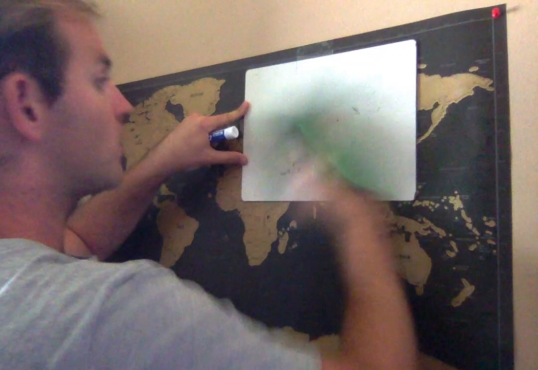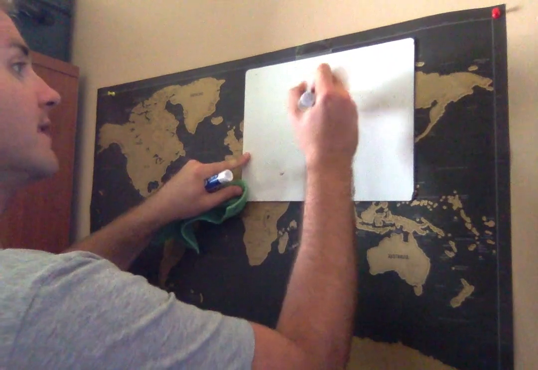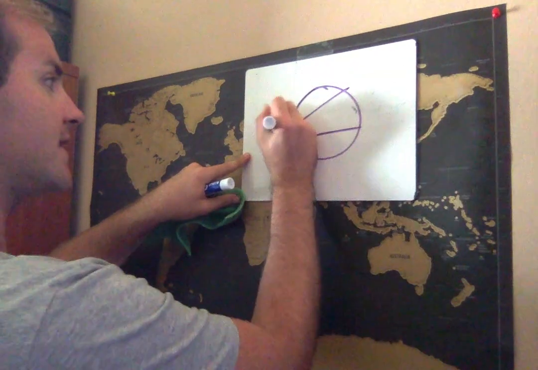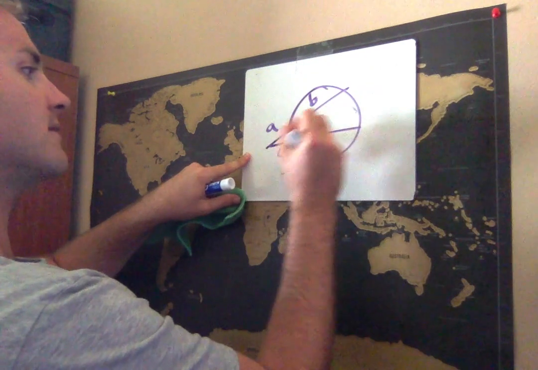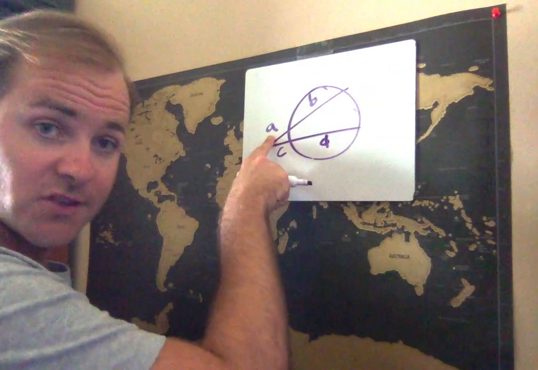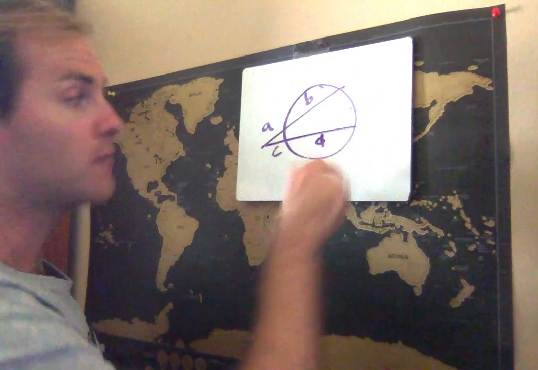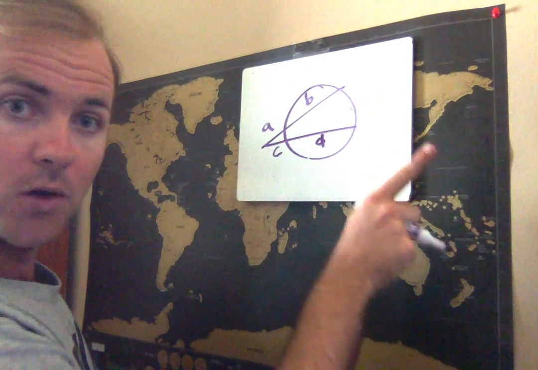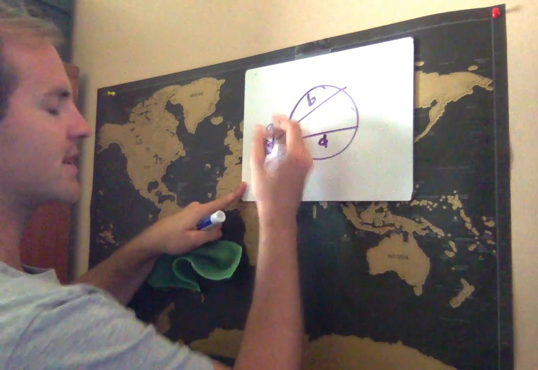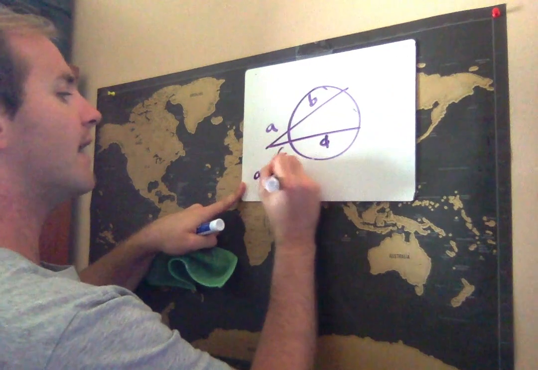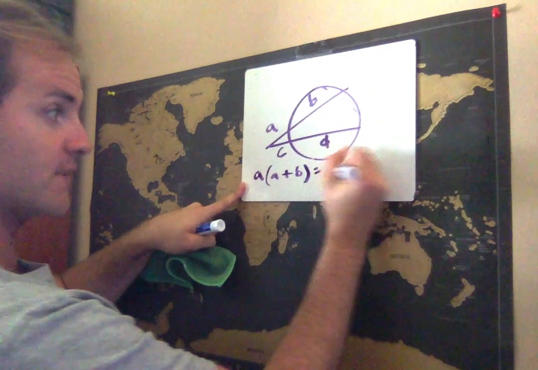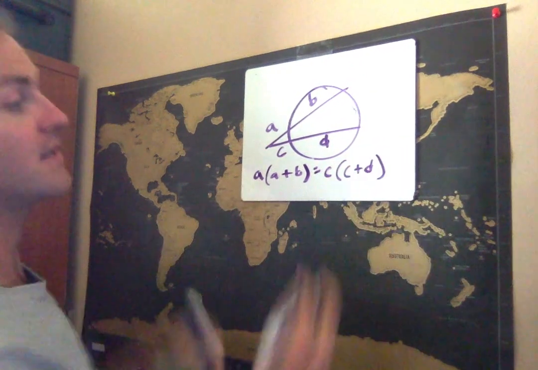Similarly, they could ask that question in a slightly different way. Let's say that they gave you a circle instead, and they gave you this secant. So A, B, C, and D. Well, in that case, the exterior times the whole would equal the exterior times the whole. So I could actually write this using these constants right here, or variables if you want to think of them that way, as A times A plus B equals C times C plus D.